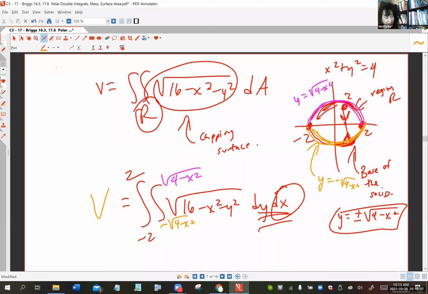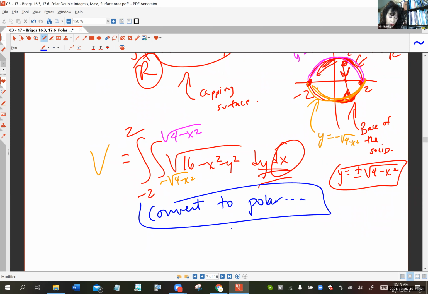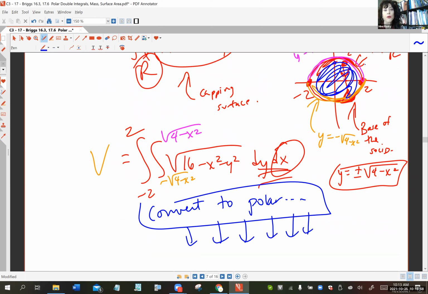But this is going to be kind of hard to do. Like, I don't even want to try to integrate this, because I'd need trig sub and who knows what else. So we're going to convert to polar. And now, why is this a good candidate for converting to polar? Because the region of integration is a circle.